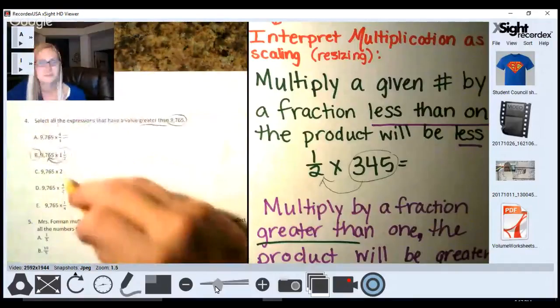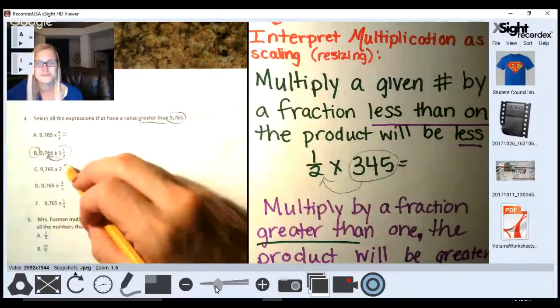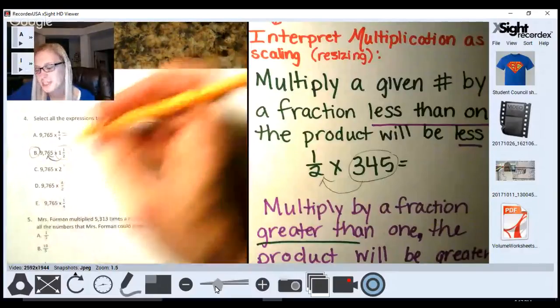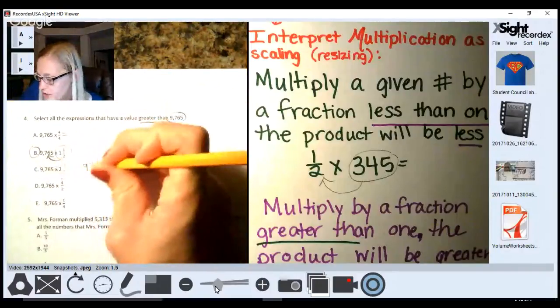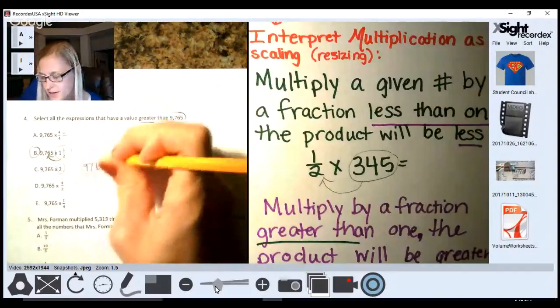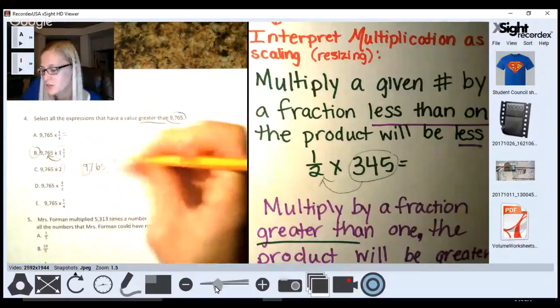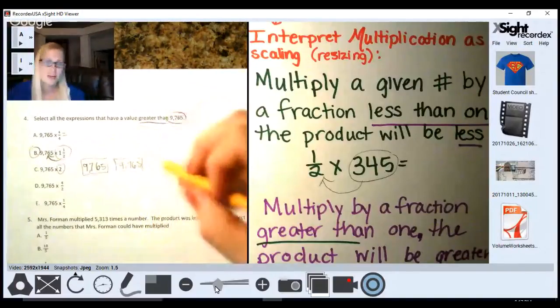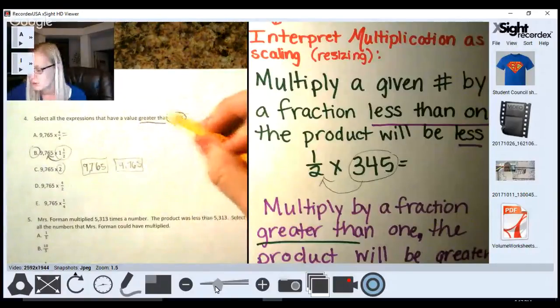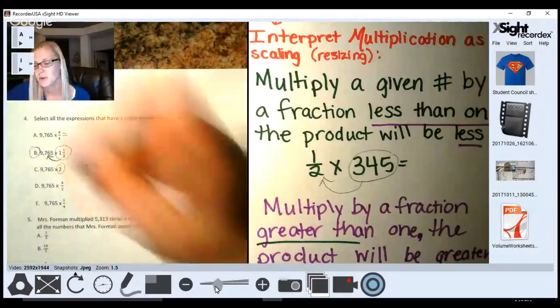Does C work? Again, that's correct. C does work. If I'm multiplying by 2, that means I'm getting 1 share of 9,765, and then times 2, I'm getting another share of 9,765. So my final product is definitely going to be greater than. So C works as well.